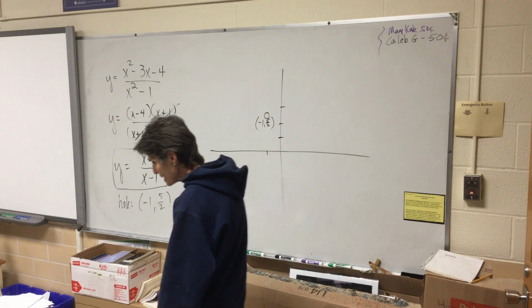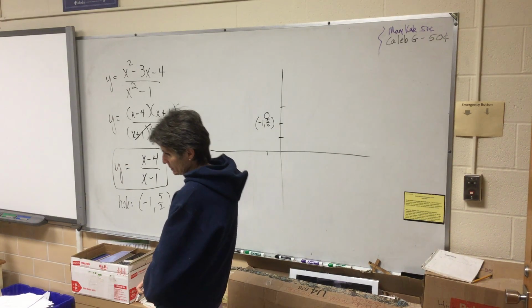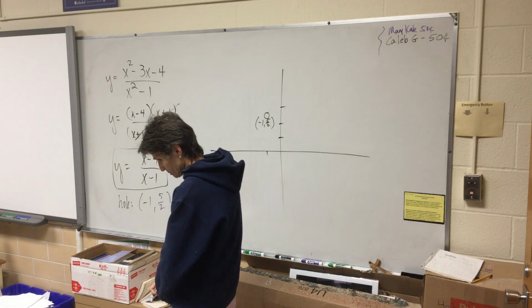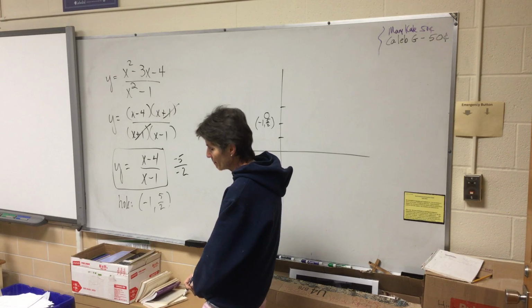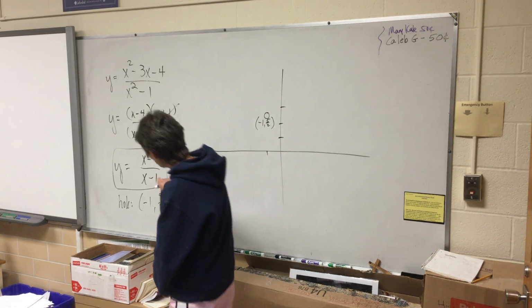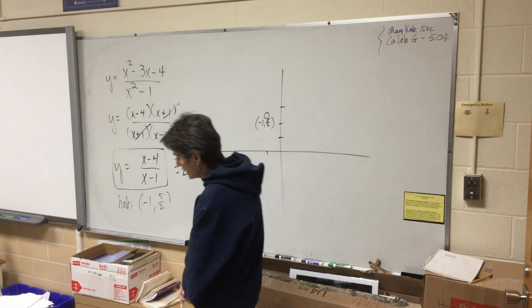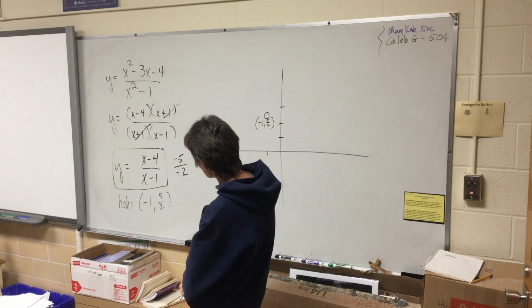Why haven't we had any holes in any of our problems up to this point? Nothing canceled out. The only way you can get a hole is if something cancels out. You're exactly right. Good. Okay, well, let's look at what's in the box here, and let's put in all the rest of the stuff, our asymptotes and intercepts.